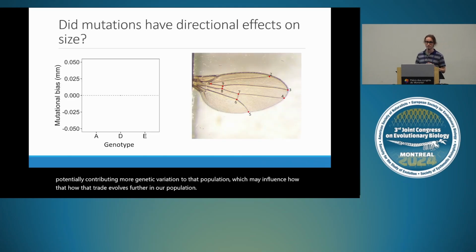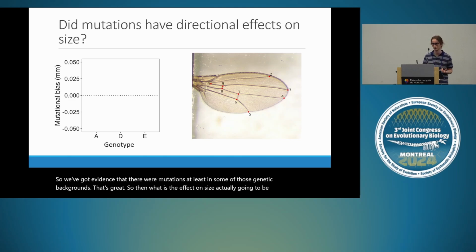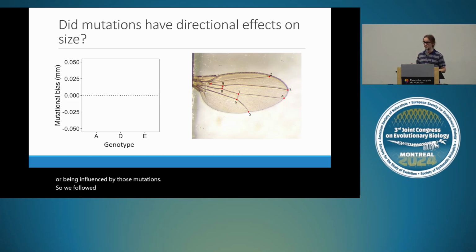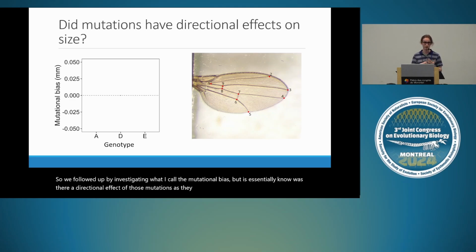So we've got evidence that there were mutations, at least in some of those genetic backgrounds. That's great. So then what is the effect on size actually going to be? We've got an increase in genetic variation, but we want to know if body size is then evolving or being influenced by those mutations. So we followed up by investigating what I'll call the mutational bias, which is essentially, was there a directional effect of those mutations as they accumulated, which would then manifest as directional changes in size.